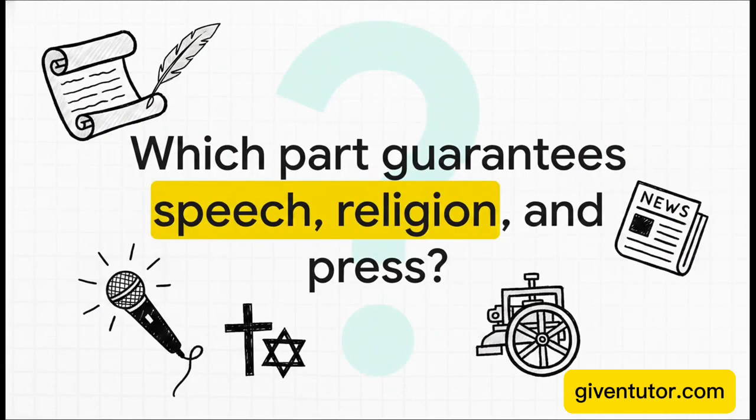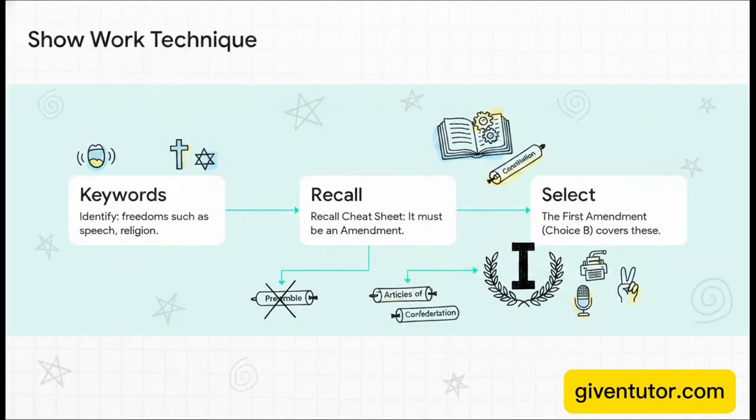Let's move on and see how this builds with a second practice question, this time focusing on the Bill of Rights. Which part of the U.S. Constitution guarantees freedoms such as speech, religion, and the press? Is it A, the Preamble, B, the First Amendment, C, the Fourth Amendment, or D, the Articles of Confederation? Let's break it down again using our technique.